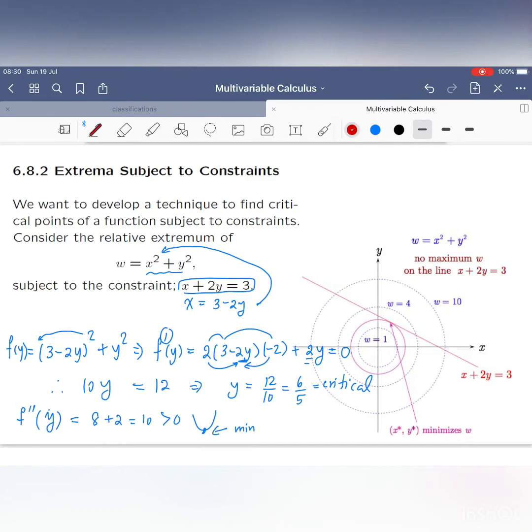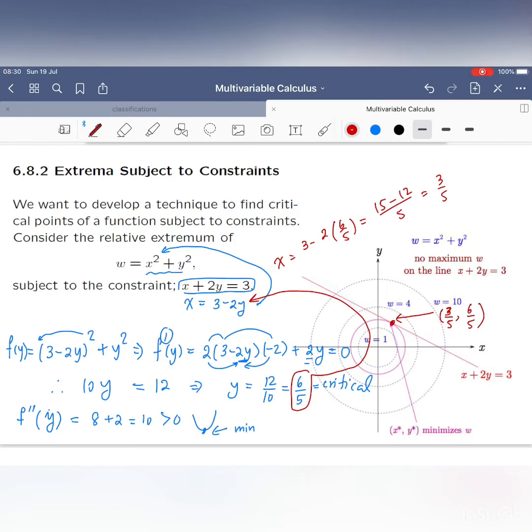Okay, so as you have your y, then you can plug in here to get your x to be 3 minus 2 times 6 over 5, which is 15 minus 12 over 5, is it? So you have 3 over 5 as your x. So it means that at this point, the point that will give you the minimum value of w, your x is 3 over 5, your y is 6 over 5.